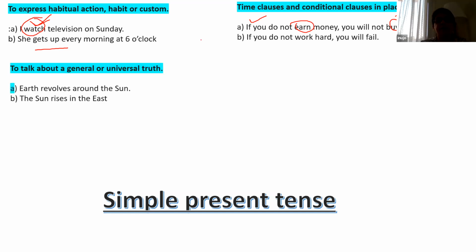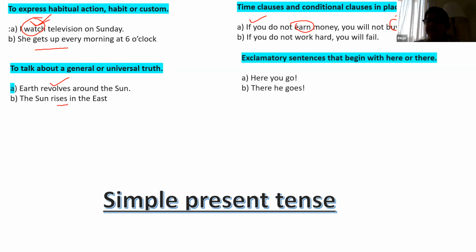Next one, to talk about general or universal truth. Whatever is a truth, whatever is true in the world, those are all in simple present tense. For example, Earth revolves round the sun. Revolves is a simple verb, a simple present tense verb. The sun rises. This is your verb again. It is again in simple present tense.